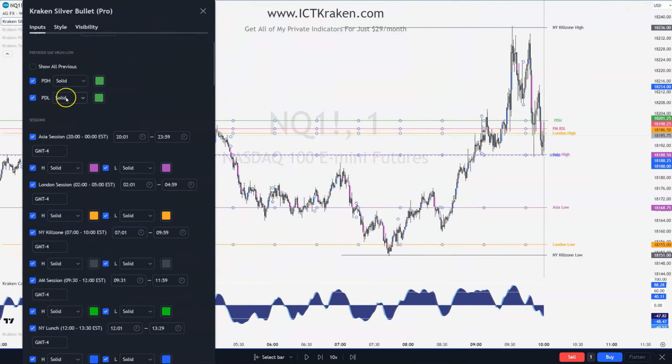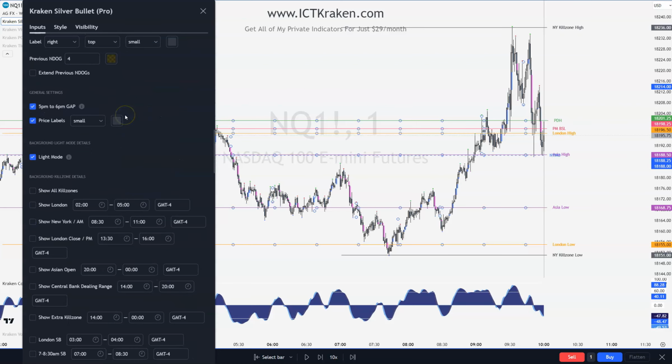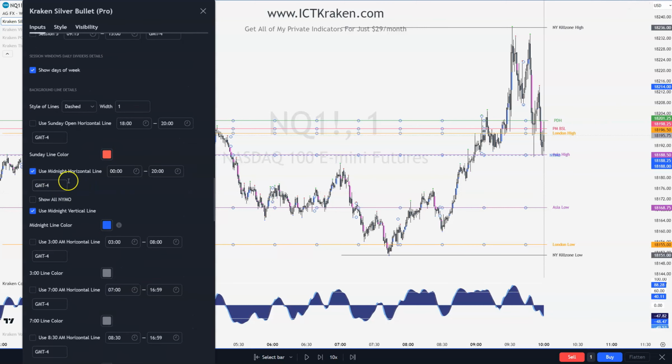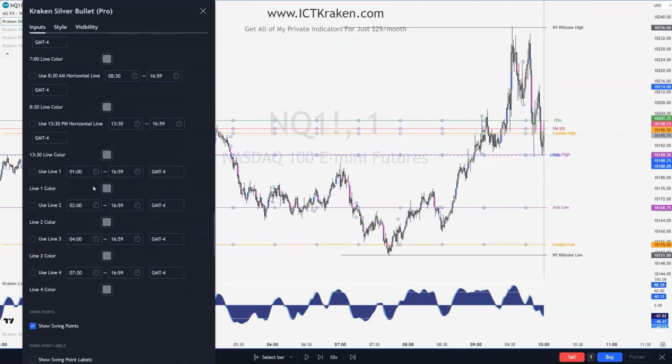Let's see. I always leave previous day high and low on. It's very important to see. The other settings that I have is I have the silver bullet area open hour long here. I like showing the days of the week. I like the midnight horizontal line and vertical line. There's other lines you can add on there.